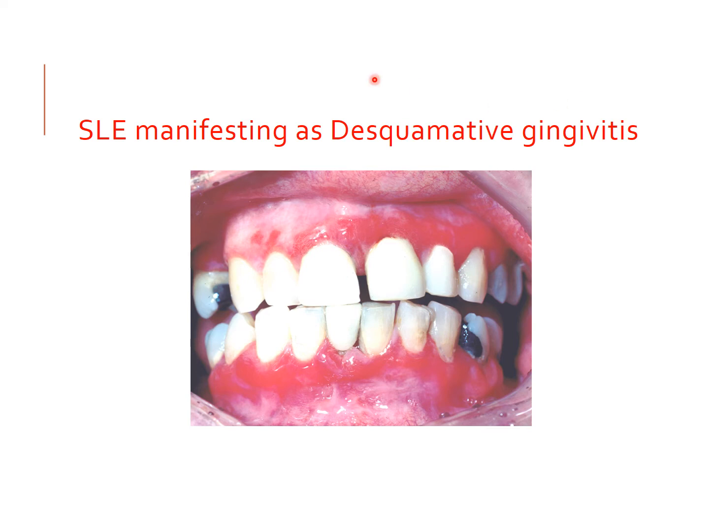Right, so you could have even SLE which looks like desquamative gingivitis, lichen planus which looks like desquamative gingivitis, and to find out you will have to do a biopsy, and the best spot to do a biopsy from is somewhere near the pocket area.